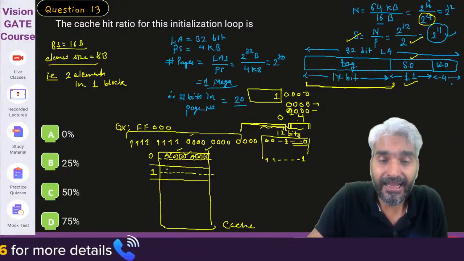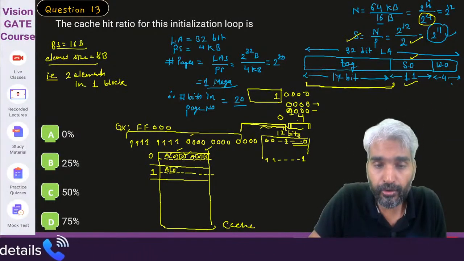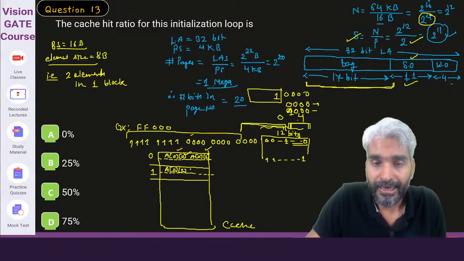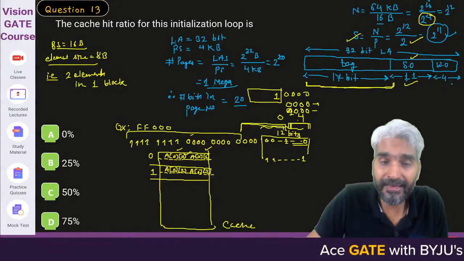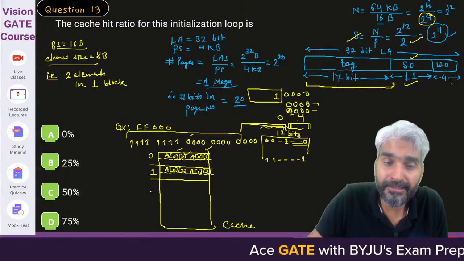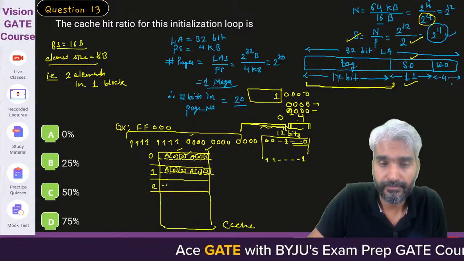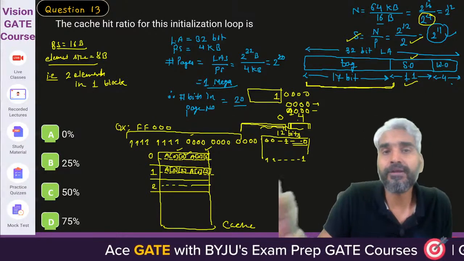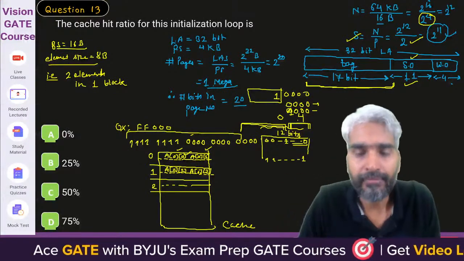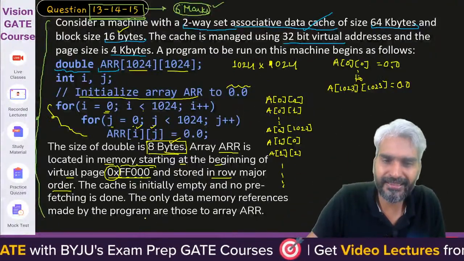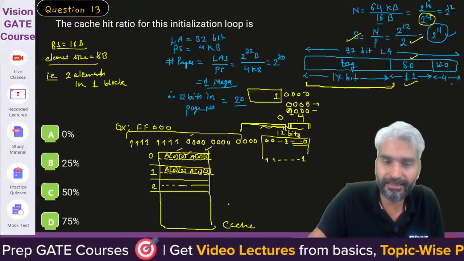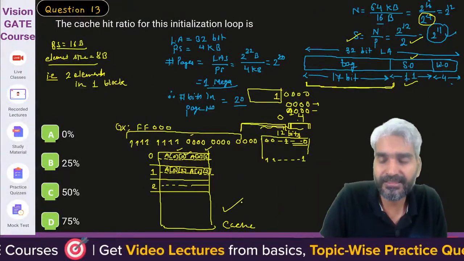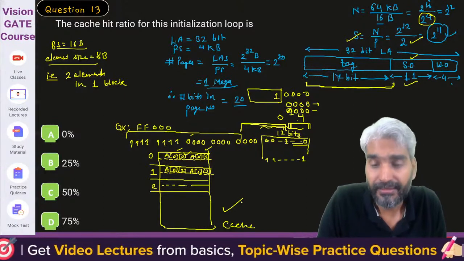Automatically the next elements A02 and A03 will be stored in set 1. Similarly, A4 and A5 will be stored in set 2. Now my question is, we are assuming that this cache is initially empty. Now what will happen?